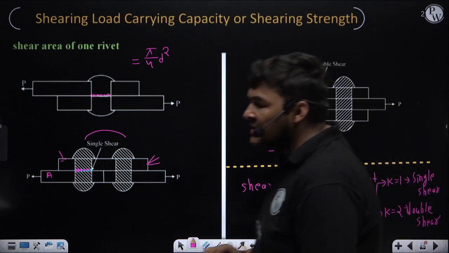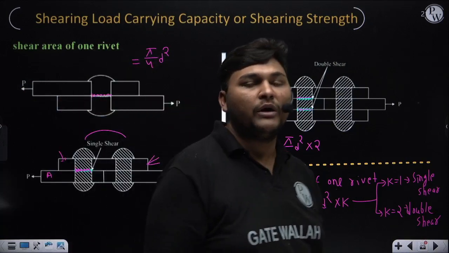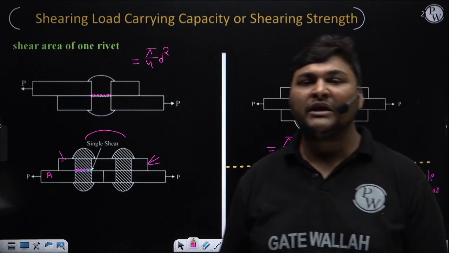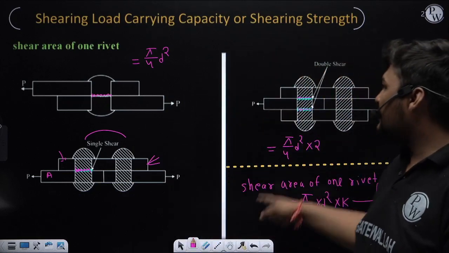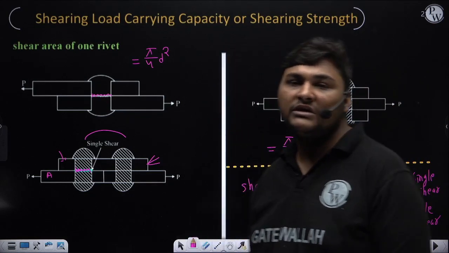So the shear area of a single rivet will be pi by 4 d square into k, where k will be equal to 1 for single shear. Like this diagram is subjected to single shear, means the shear area of one rivet will be pi by 4 d square. This diagram is subjected to double shear, so the shear area of one rivet will be pi by 4 d square into 2. This is the conclusion.